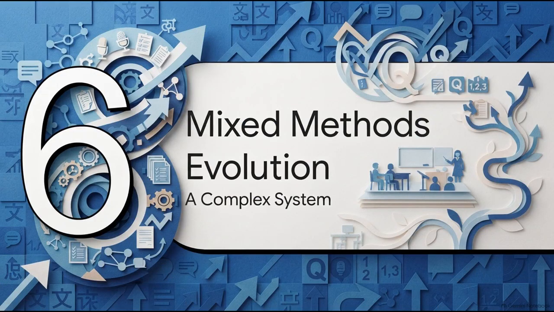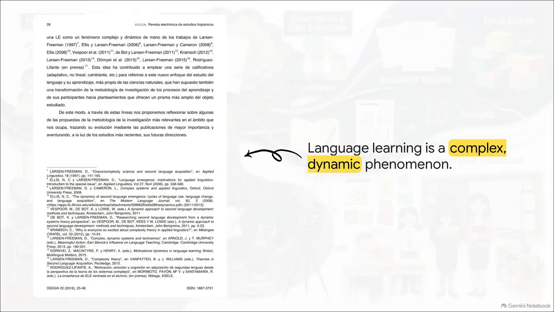Finally, Section 6, the evolution towards mixed methods and seeing the classroom as a complex system. And this brings us to exactly where the future of language teaching research is heading. Modern research has evolved so dramatically because it no longer views the classroom as this static, predictable environment. Instead, as the literature points out, language learning is a complex, dynamic, and totally non-linear phenomenon. It behaves exactly like a natural ecosystem, highly adaptable and constantly shifting.